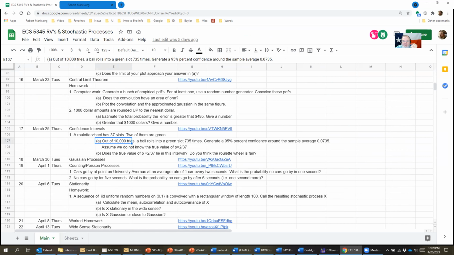The first confidence interval problem: out of 10,000 tries, a ball rolls into a green slot 735 times. This is on a roulette wheel that has 37 slots. So generate a 95% confidence interval around the sample average of 0.0735, which is the 735 with the decimal moved over a bunch of times.